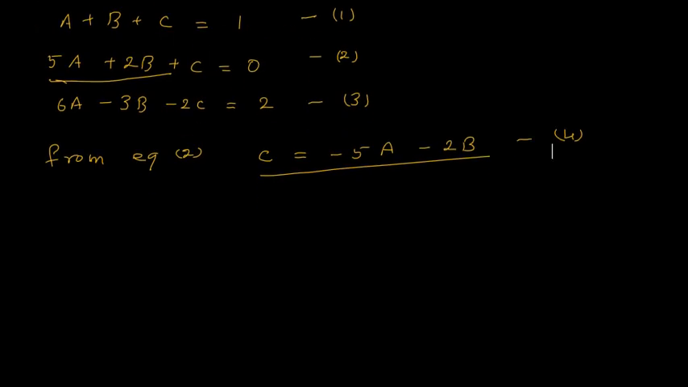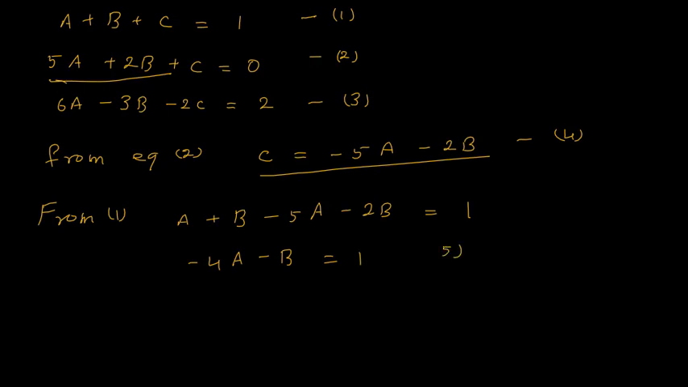So from equation 1, I will write a, plus b, then for c I will write minus 5a minus 2b, and my right hand side is 1. Here a minus 5a is what? Minus 4a. b minus 2b is what? Minus b. So minus 4a minus b is equal to 1. Okay, you consider this as the fifth equation.